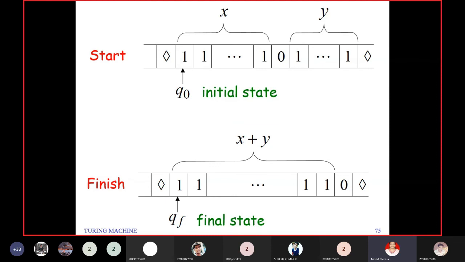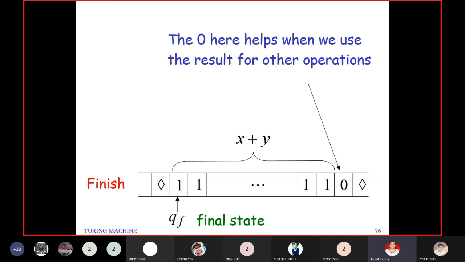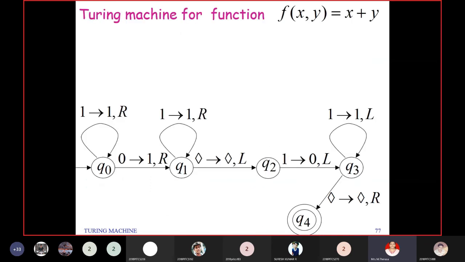How can you get this final configuration? At last, we are supposed to get all the ones together, the number of ones present in x and y together. You do it. So this is the Turing machine which can perform the addition operation we are talking about.